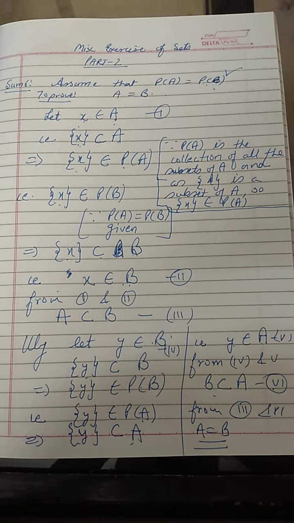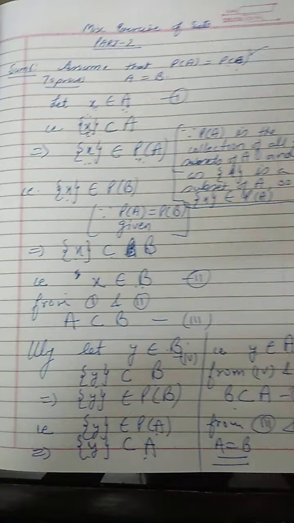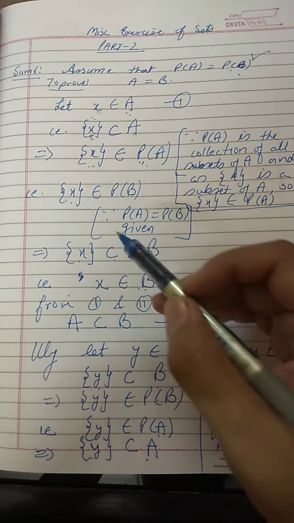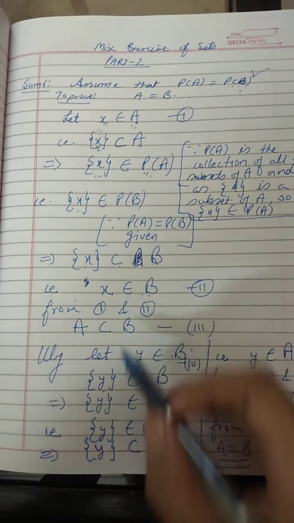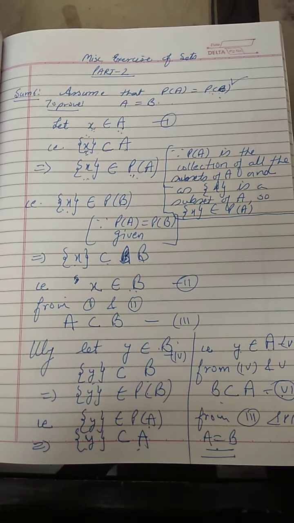I hope the steps are clear. First of all we took the element belongs to A. That means it will become a subset when I write the element within curly braces. If it is a subset of A, it will belong to the power set of A, and the power set of A is equal to the power set of B. So we proved that A is a subset of B. Similarly, we proved B is a subset of A, and if I combine these two, we show that A is equal to B. So this is sum number 6. It is very similar to sum number 3 that we did.